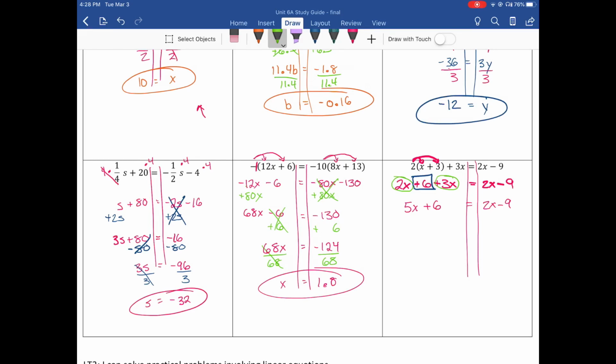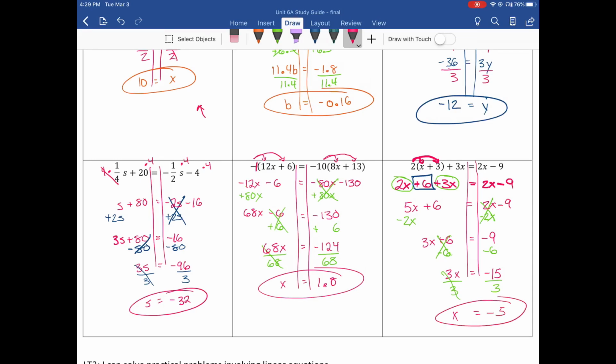And then we want to get rid of our smaller variable. So 2x is smaller than 5x, so we're going to subtract it on both sides. And we're left with 3x plus 6 is equal to negative 9. We want to get rid of our constant, so we get rid of that 6 on both sides. And we're left with 3x is equal to negative 15. Then we divide by our coefficient, and x is equal to negative 5.